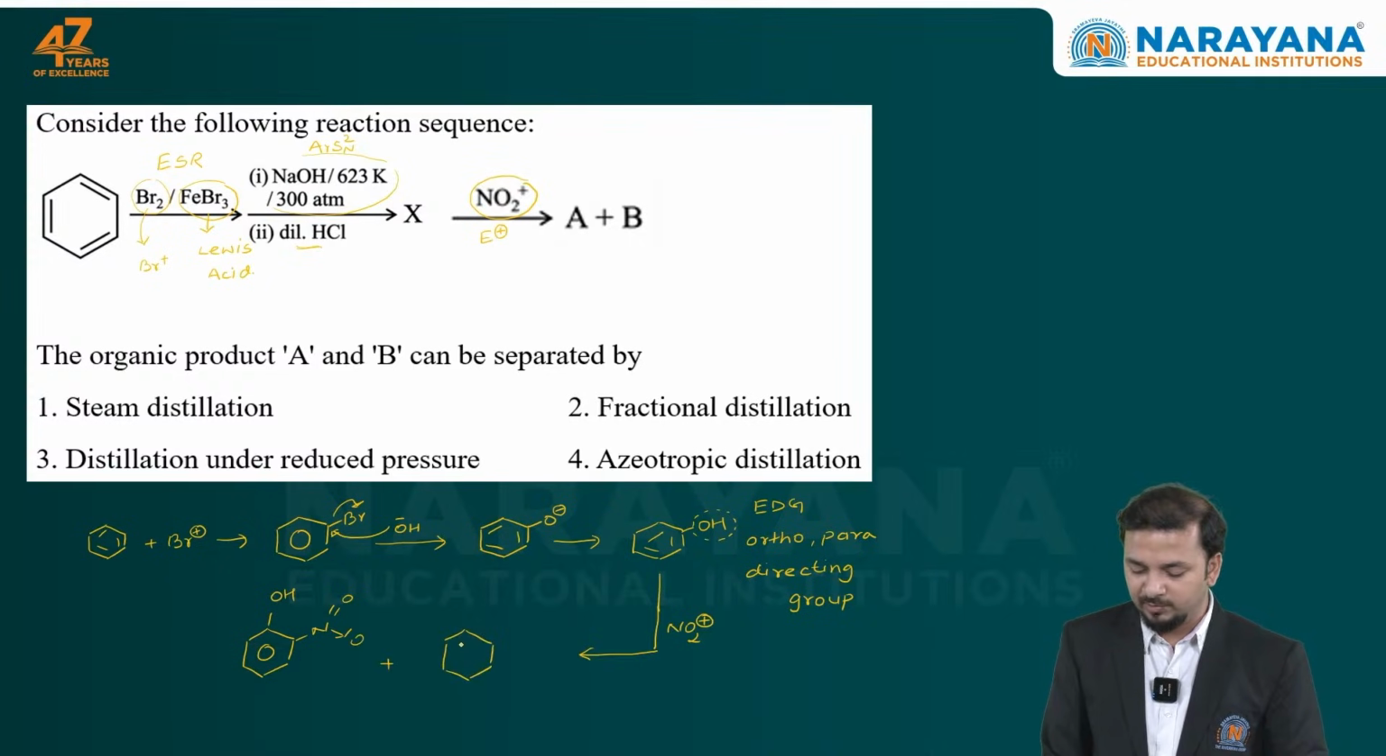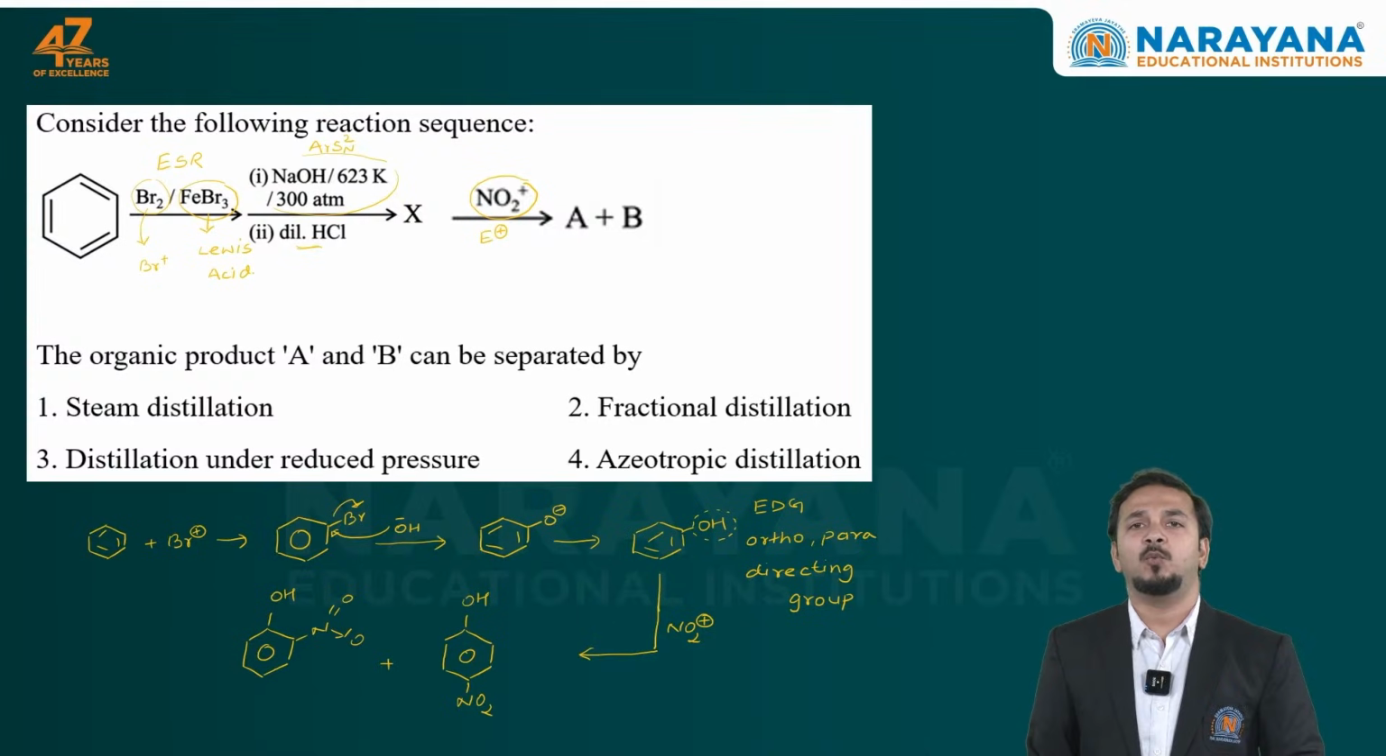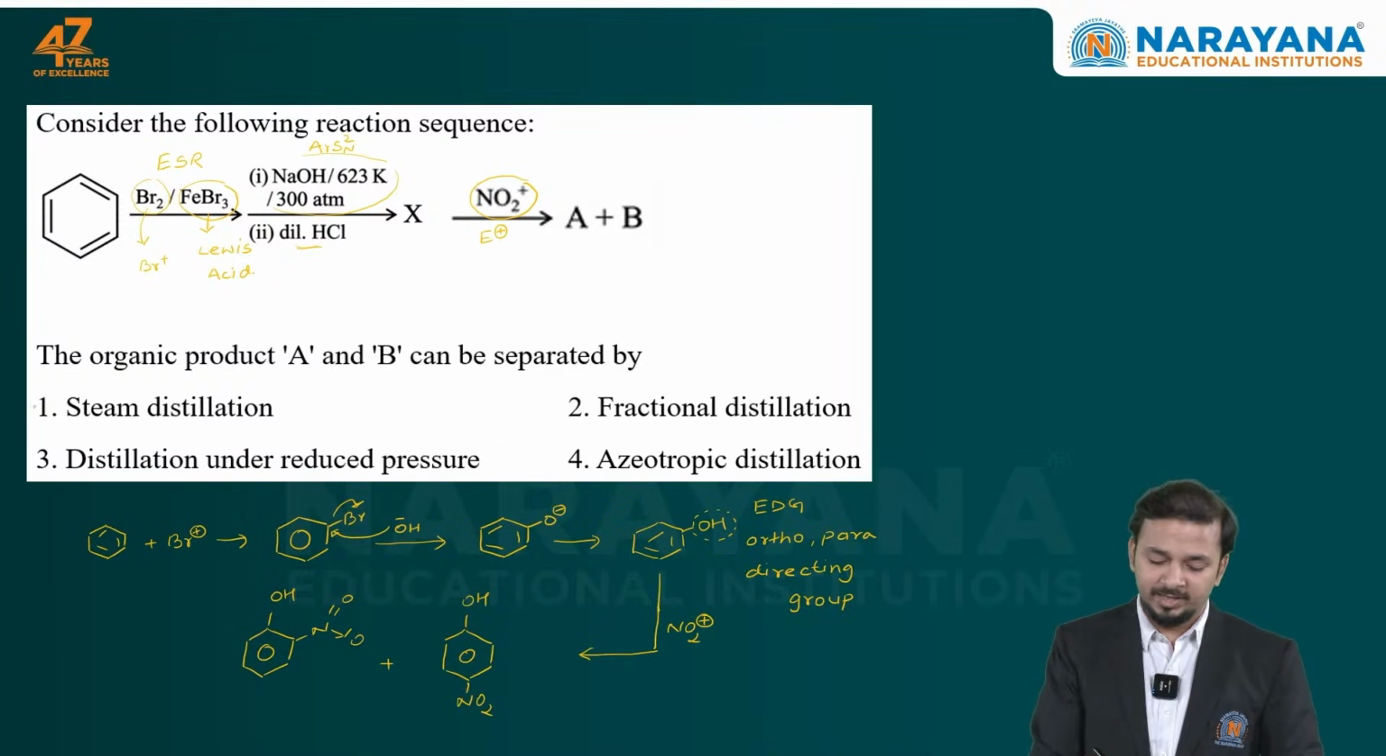and paranitrophenol. So one of them will be A and other one will be B. Now we know that paranitrophenol will have intermolecular hydrogen bonding, because of which it is not steam volatile, but orthonitrophenol will be steam volatile, due to which they can be separated by steam distillation method. So correct answer for this question will be option 1.